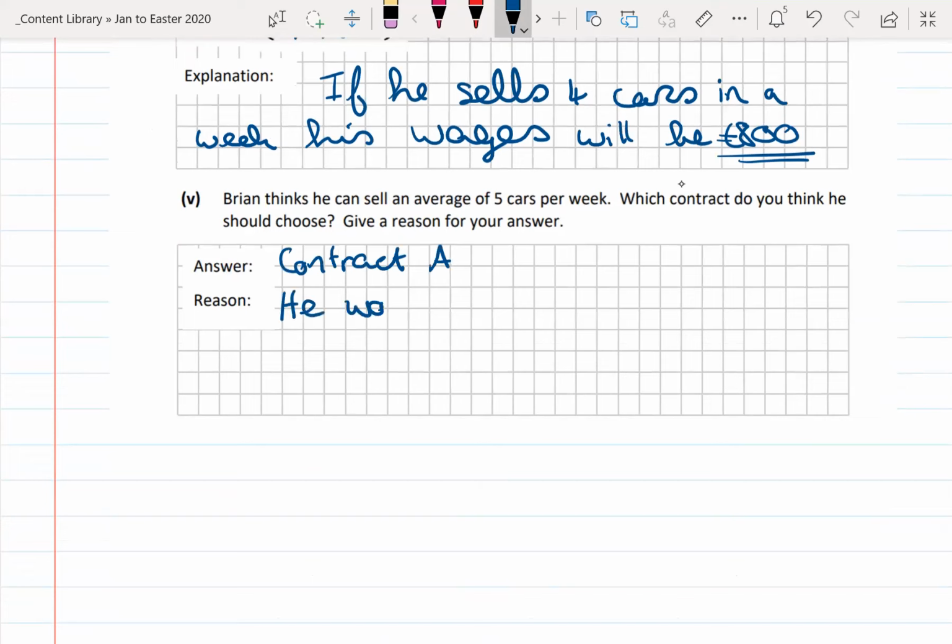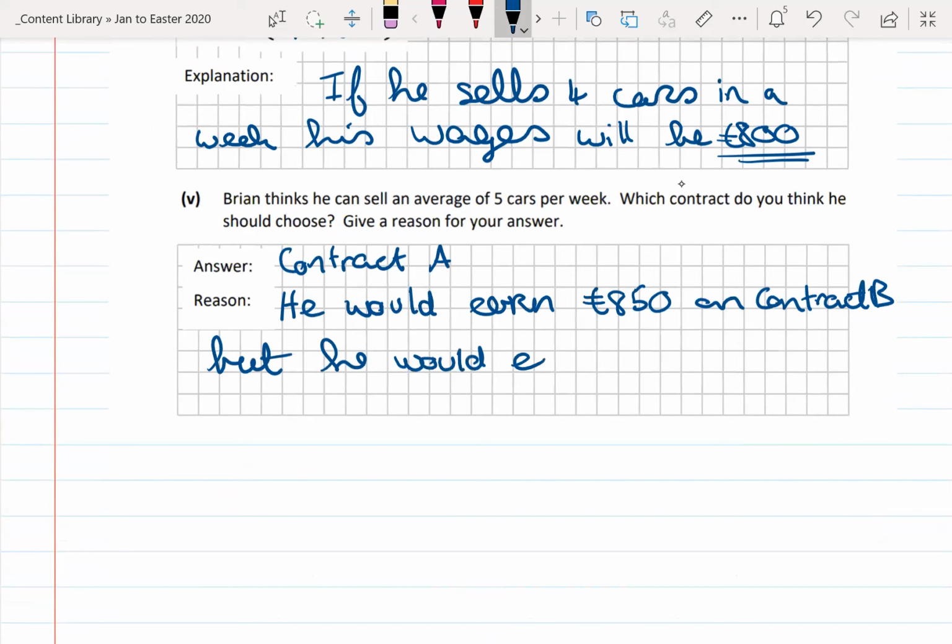So what's the reason? He would earn 850 on contract B, but he would earn 900 euros on contract A. So he should go with A.